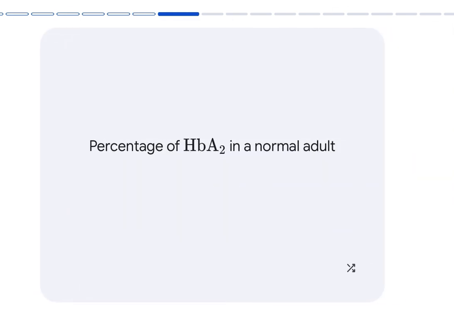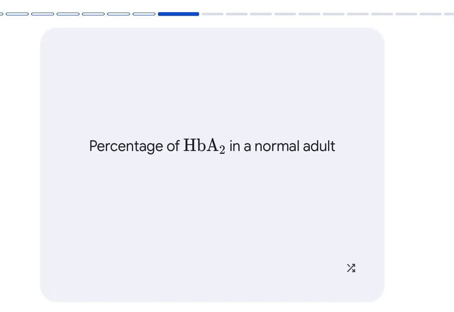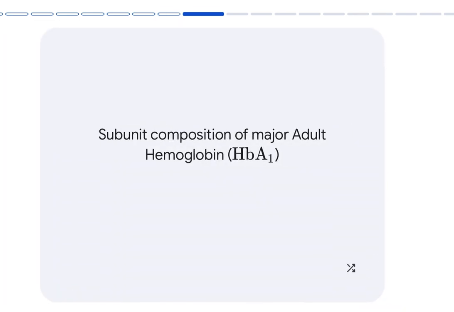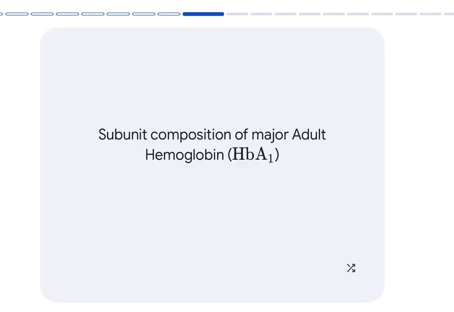What is the percentage of HbA2 in a normal adult? 2 to 3% HbA2 in a normal adult. Subunit composition of major adult hemoglobin, that is HbA1: it contains alpha 2 and beta 2.